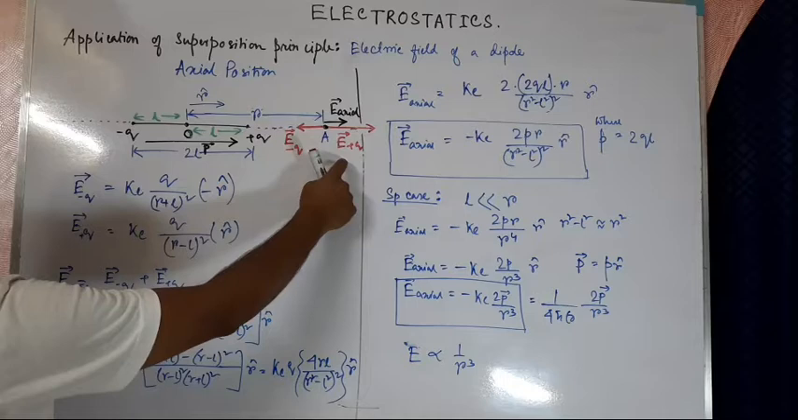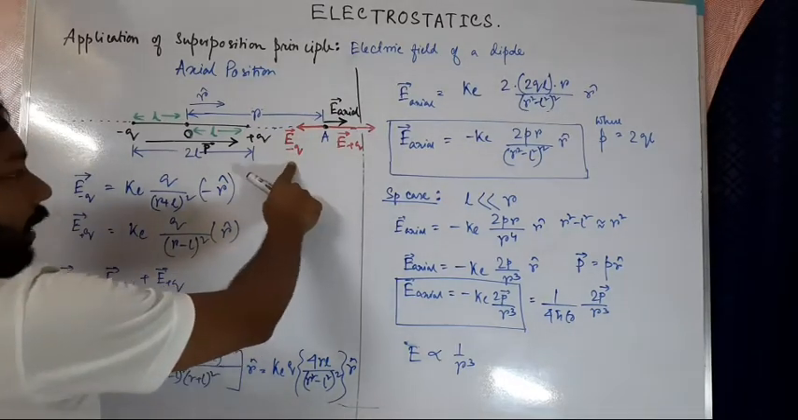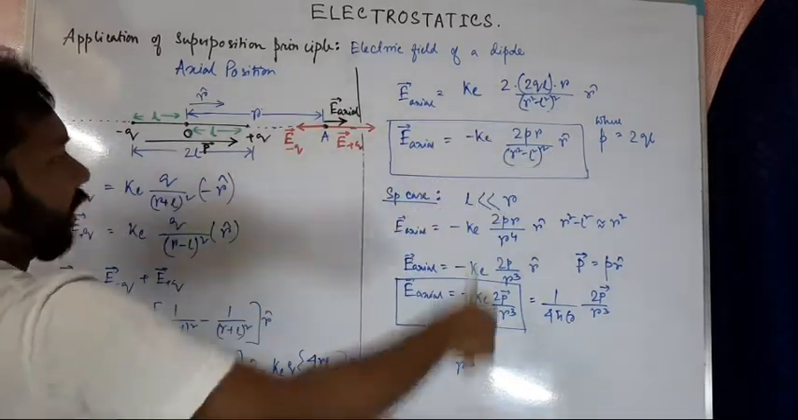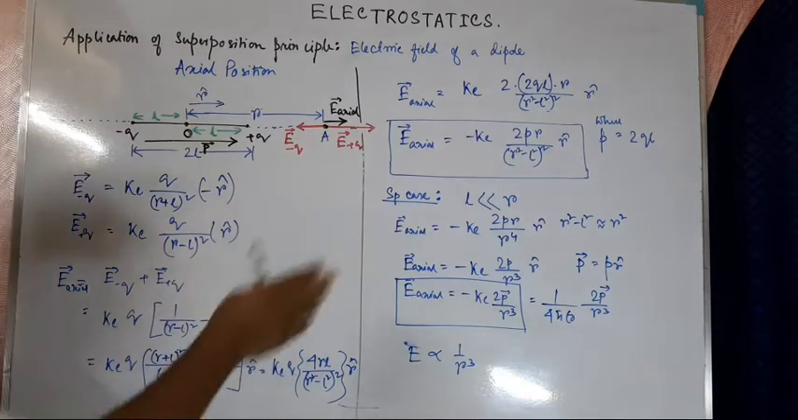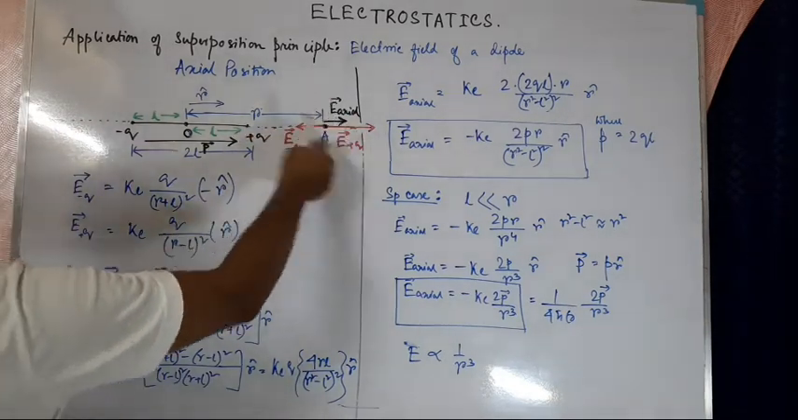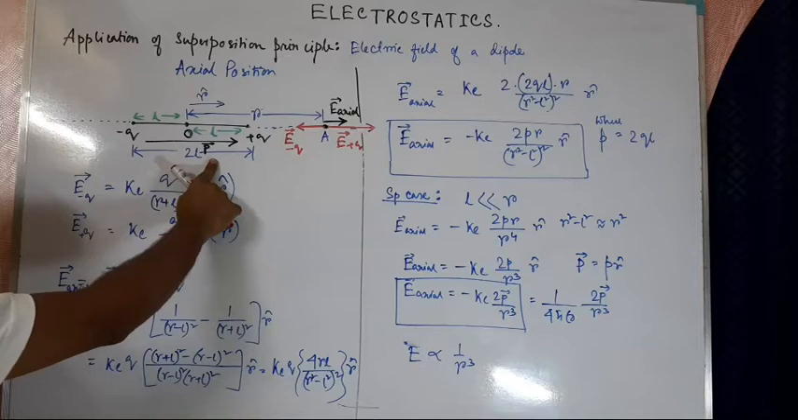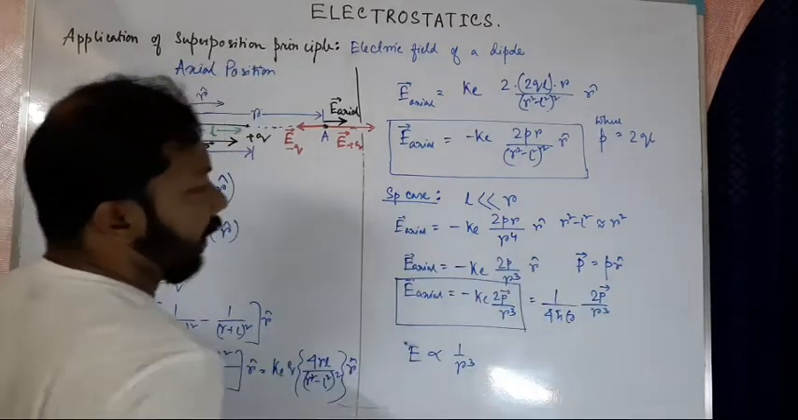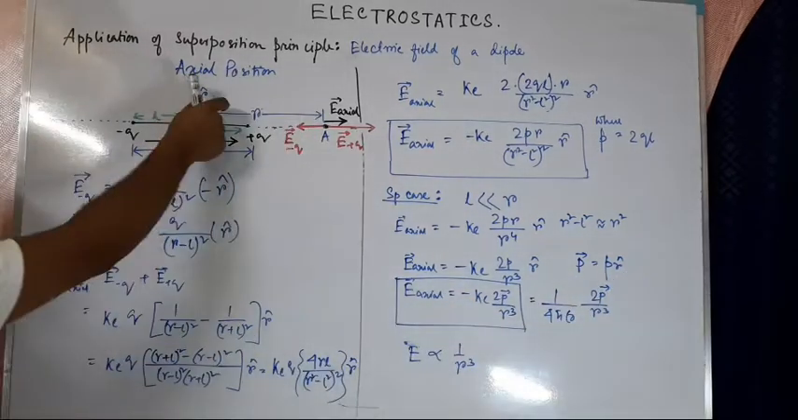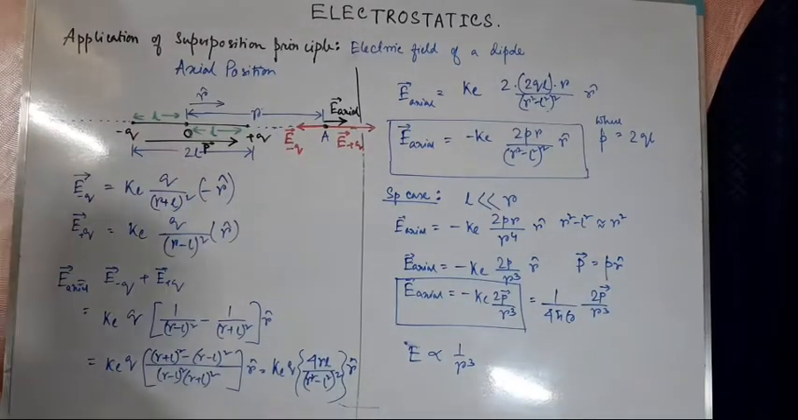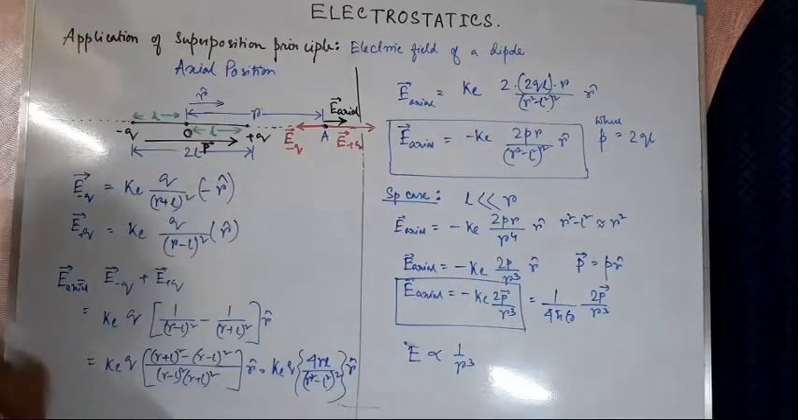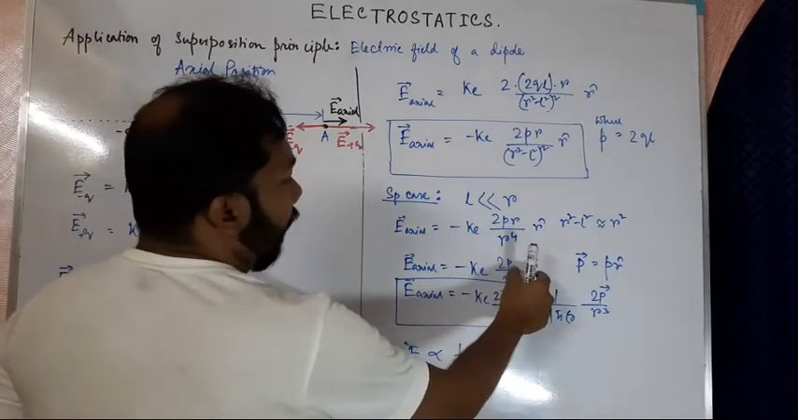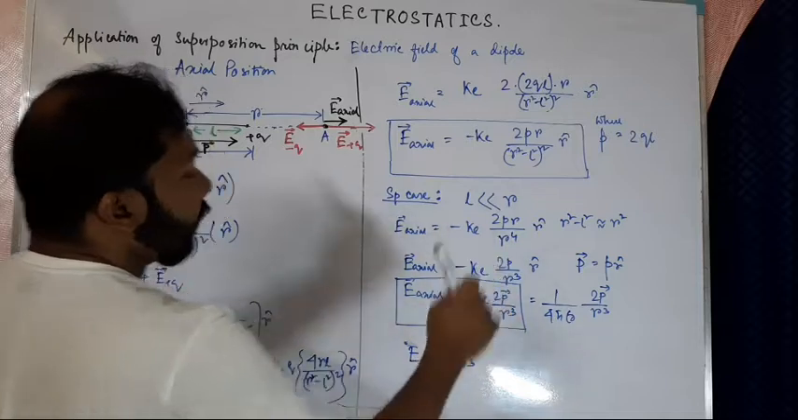Since the positive electric field is greater than the negative electric field, the net electric field will be in the direction of the positive electric field, which is exactly the direction of the dipole moment P. So we can write the dipole moment vector like that, P into R cap. R cap is the unit vector which, multiplied by the magnitude of the dipole, gives the dipole moment vector. So multiplying these two things, we can write that.